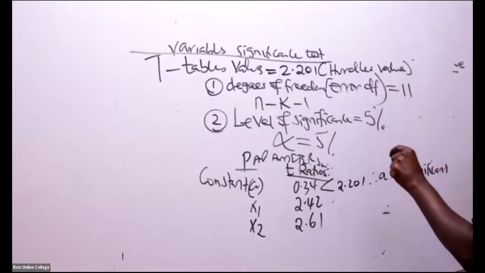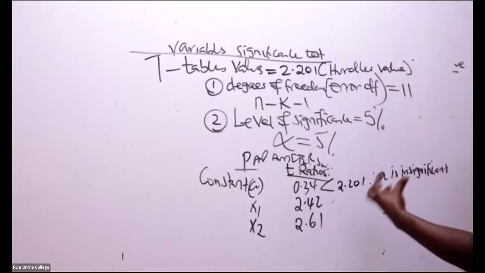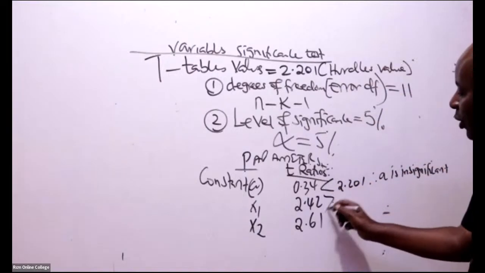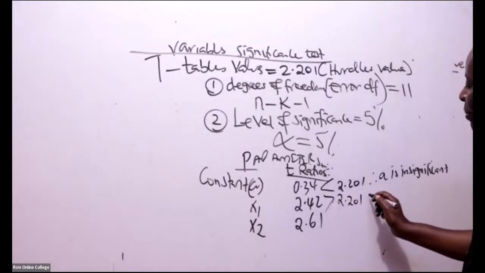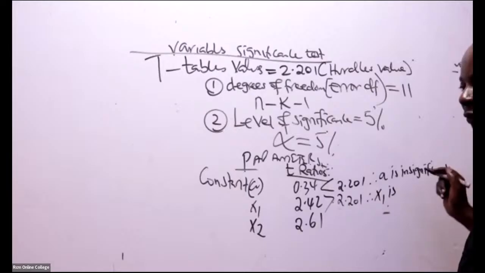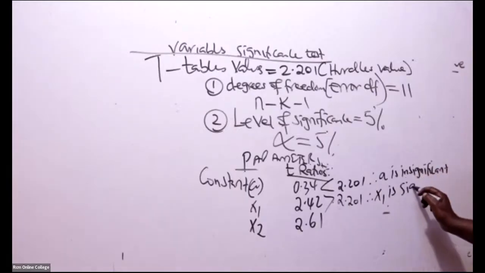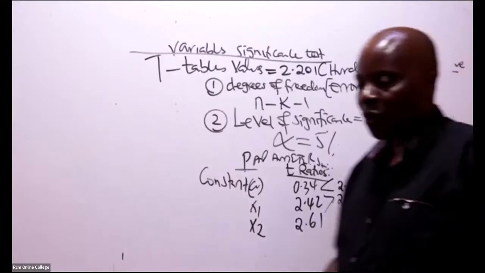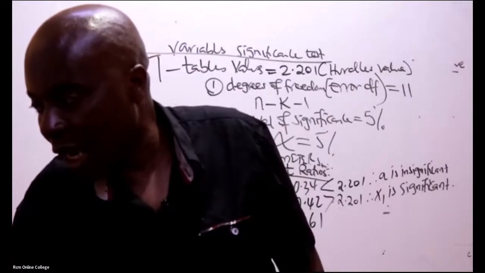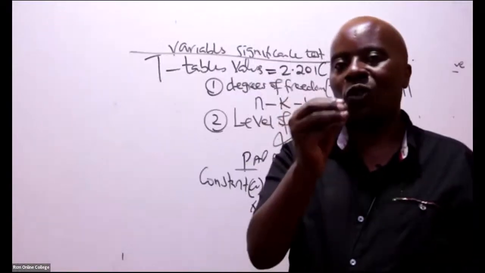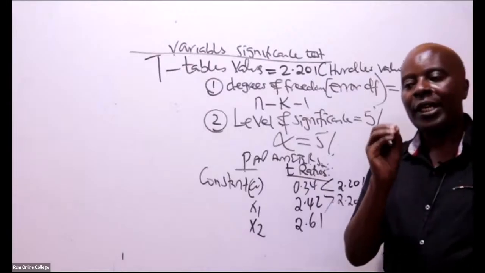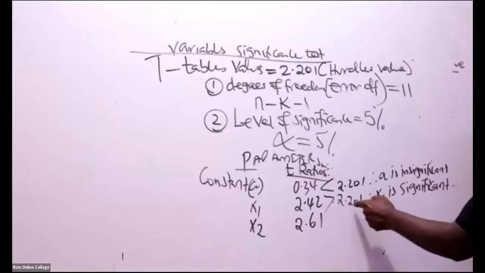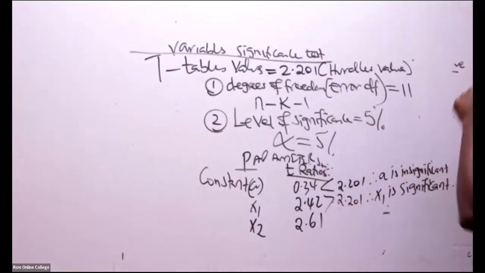A is insignificant because it is less than the value of significance as given by the student t table's value. But when you look at x1 and x2, these are robust. They are very significant. They are higher than this. So this is more than 2.201, meaning that x1 is significant, because already we were able to get the threshold of significance. The t-table is the threshold of significance. You can see 2.42 is bigger than that value.